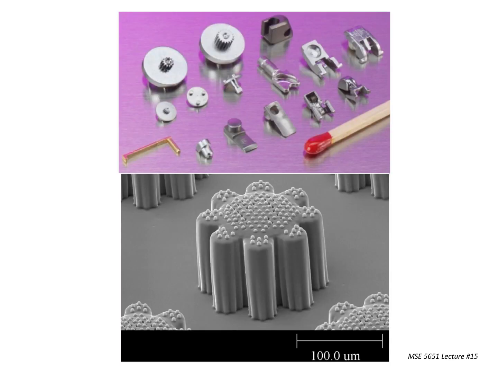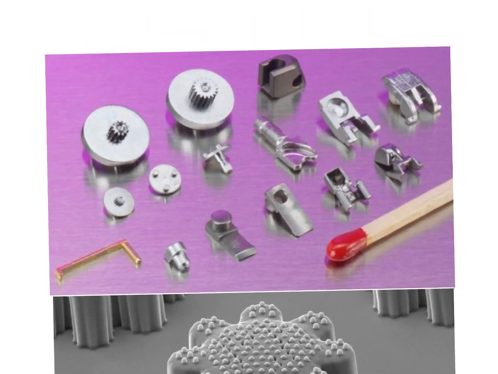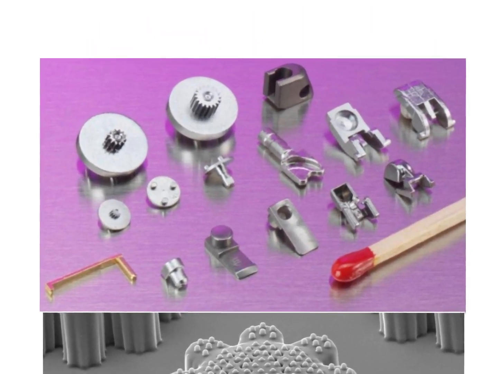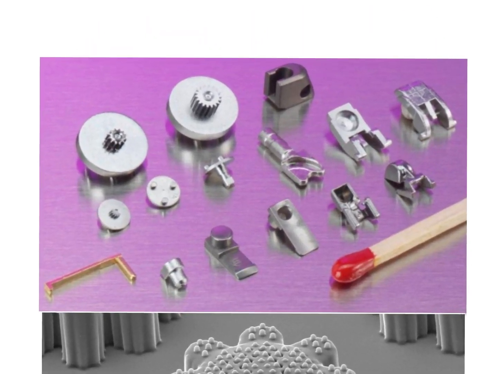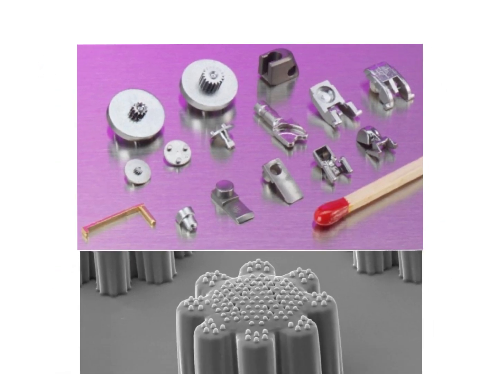And so these are some examples of things that you can see. That's again the inevitable match head comparison, but you can see all those parts are relatively small. They can fit into each other, and we have to think about how to assemble that, or else we make it all as one piece.